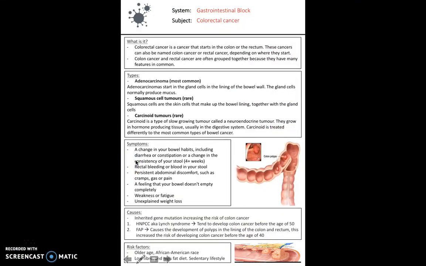So now to be aware of colorectal cancer, which follows on quite nicely from that adenoma-carcinoma sequence. Colorectal cancer is any cancer that starts within the colon or rectum, and they tend to be grouped together because they've got many features in common. And adenocarcinoma is by far the most common type of colorectal cancer, and it starts within those gland cells in the lining of the bowel wall, the ones that normally produce mucus. And squamous cell tumours and carcinoid tumours are quite rare.